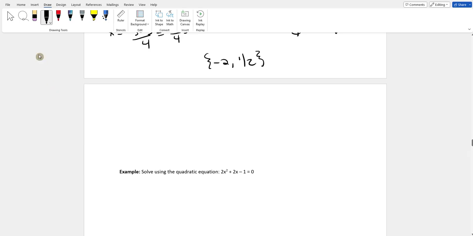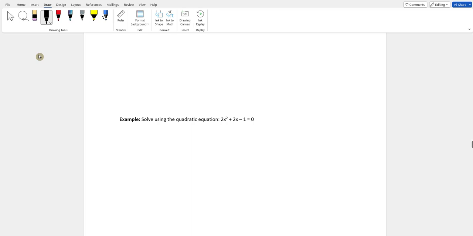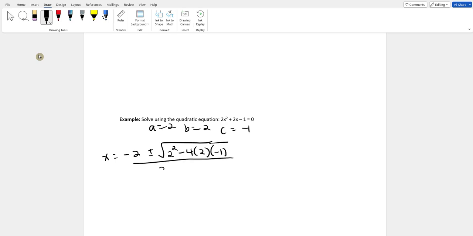This next one, we have 2x squared plus 2x minus 1. In this case, my a is 2, my b is 2, my c is negative 1. We're going to plug everything back into the quadratic formula. So it'll be negative 2 plus or minus the square root of 2 squared minus 4 times 2 times negative 1, all over 2 times 2.